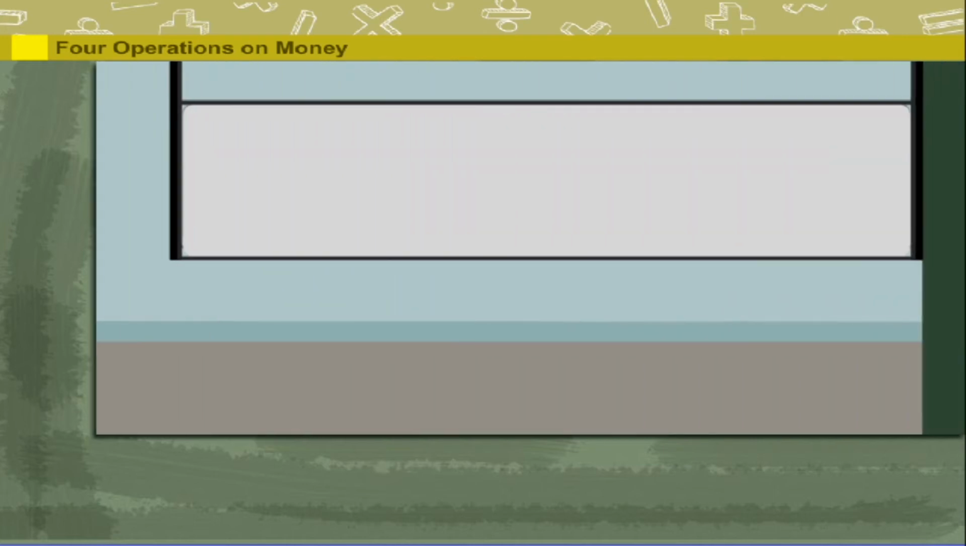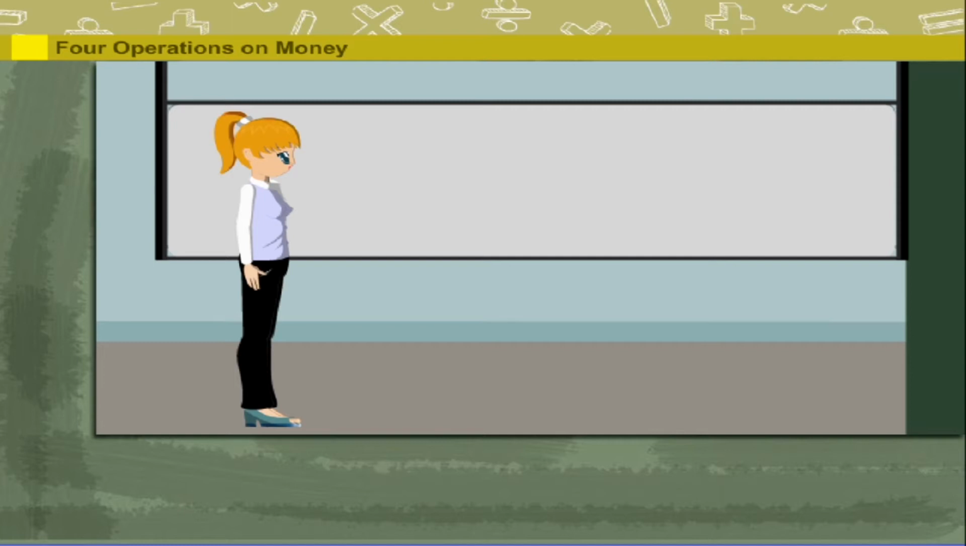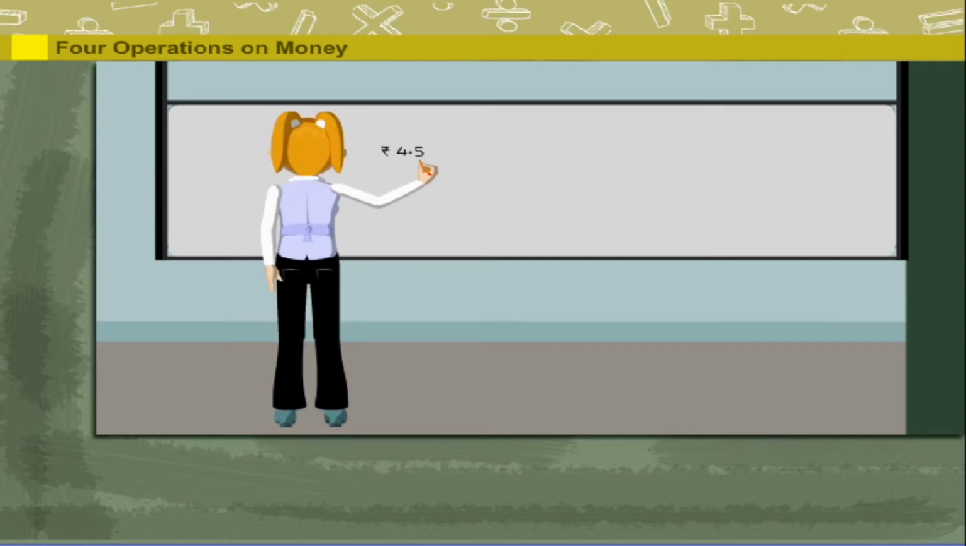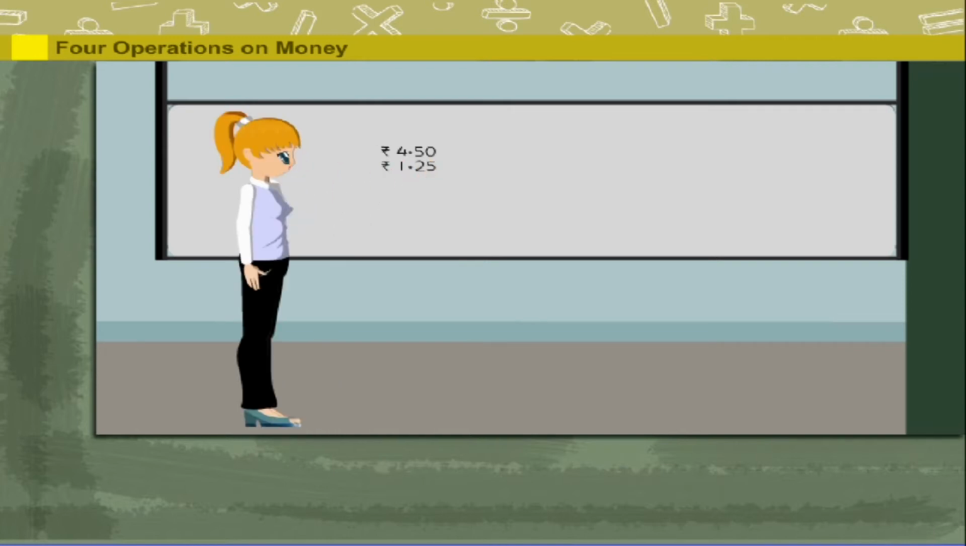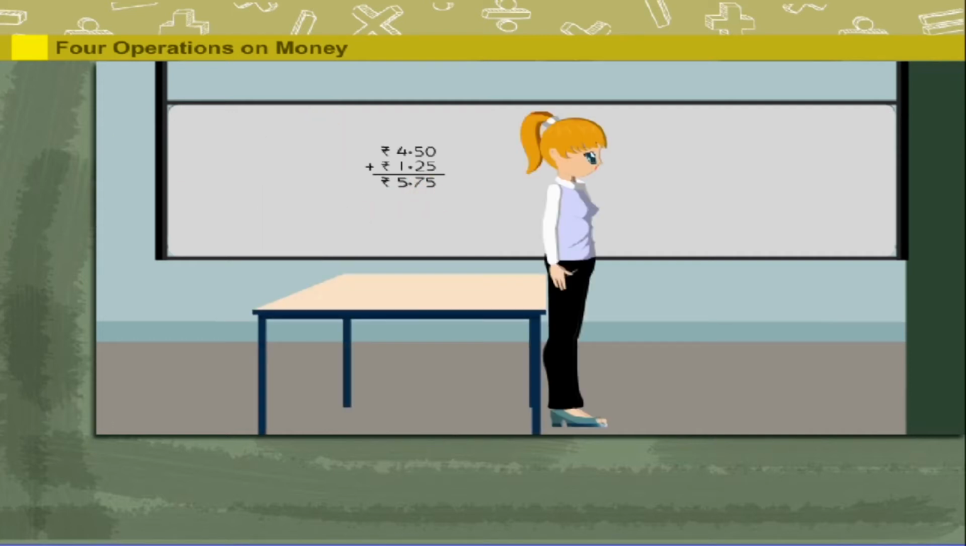Four operations on money. Teacher Nancy zips in. She writes 4 rupees 50 paisa. Nancy ma'am now writes rupees 1 and 25 paisa and adds the 2. She adds the rupees and writes 5. She adds the paise and writes 75.